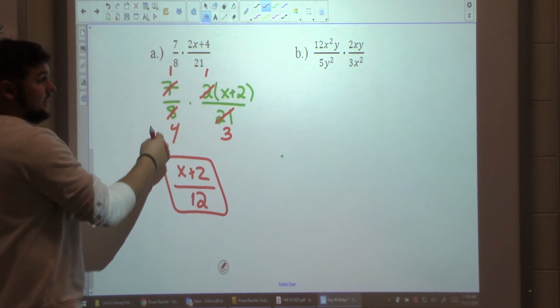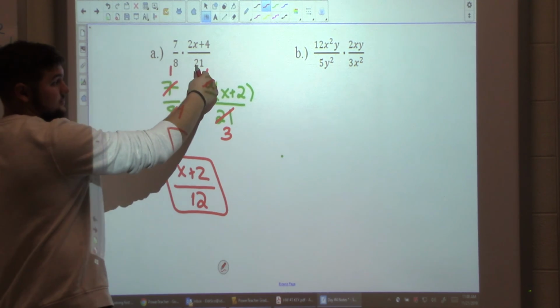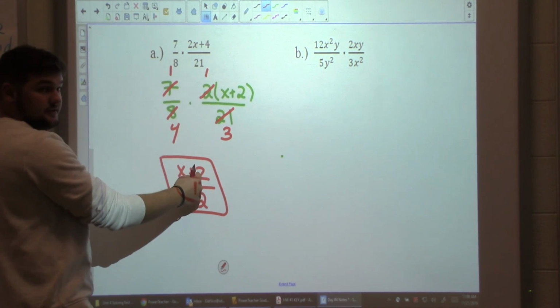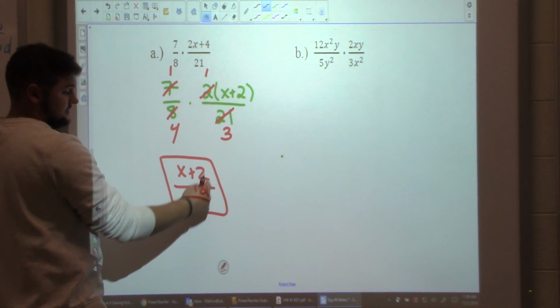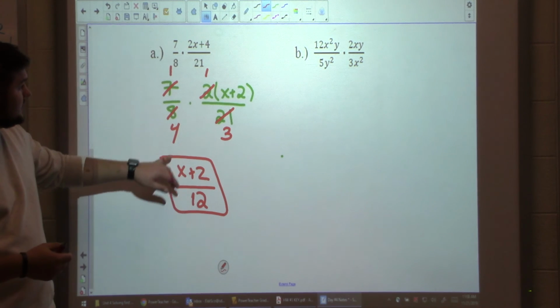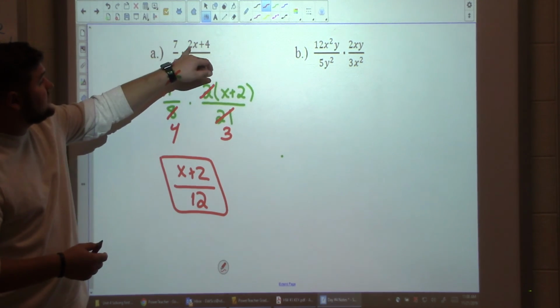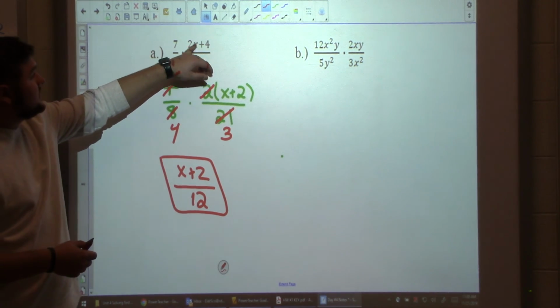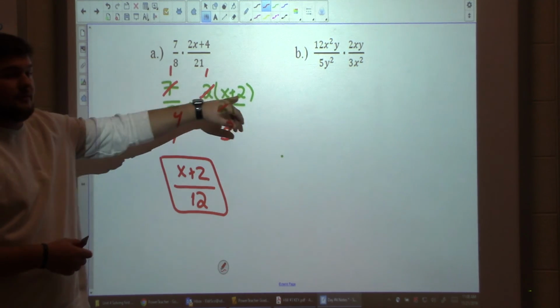And where did it go? Then I multiplied. 1 times x plus 2 is x plus 2. 4 times 3 is 12. How did you get the 2 in the 2x plus 2 up top in the green? Because I factored a GCF out of here. You can take a 2 out of both of those and factor it out.